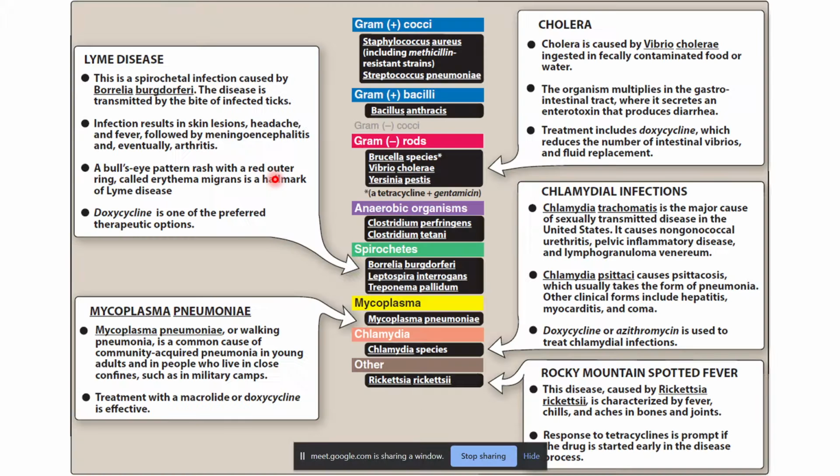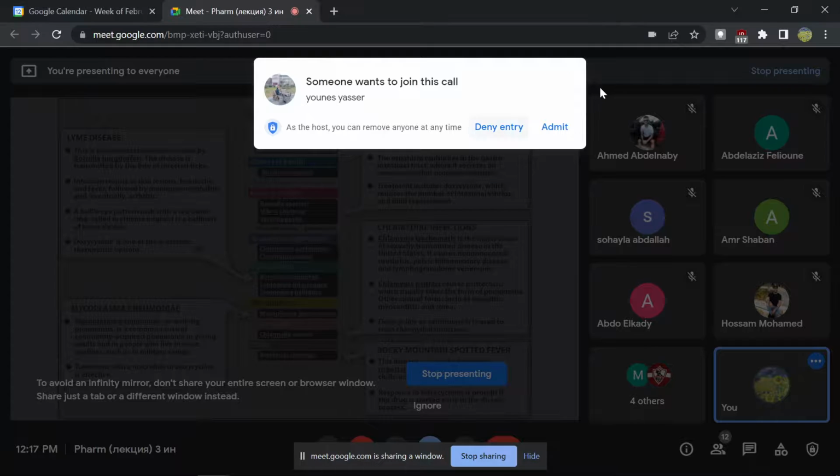Over the hemisphere, this pattern has a red outer ring and is very characteristic. The symptoms are not characteristic and usually include headache and fever, but the diagnosis is usually made by the rash on the skin. Later, the disease progresses to meningoencephalitis and arthritis, and eventually death if not treated. Treatment is also with doxycycline.